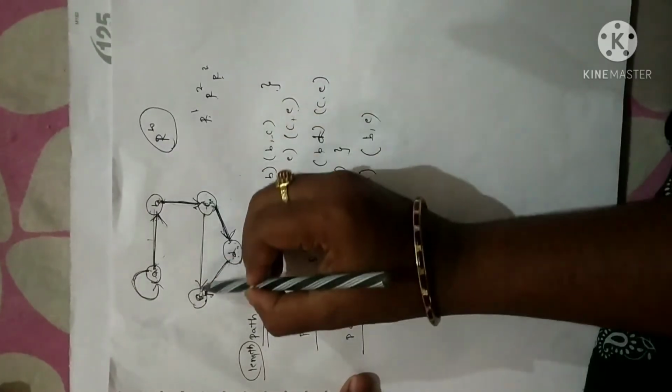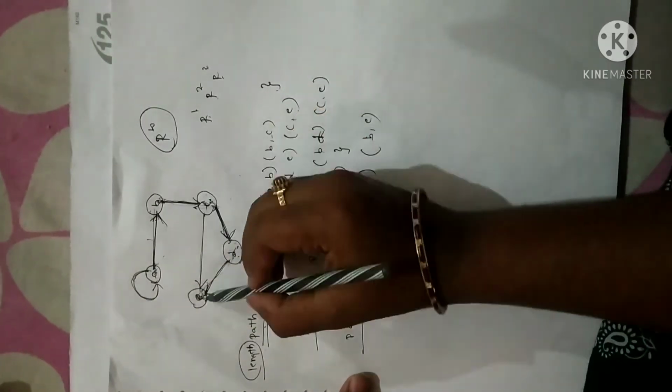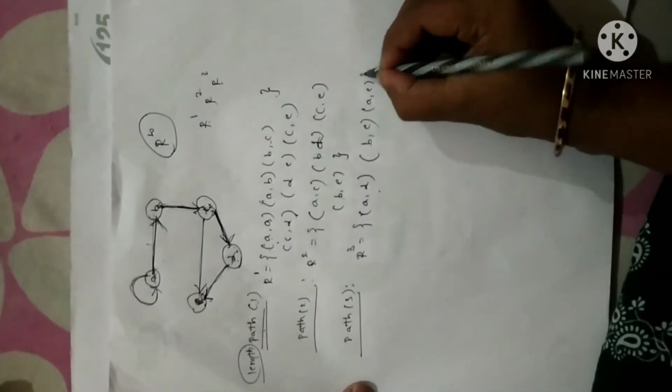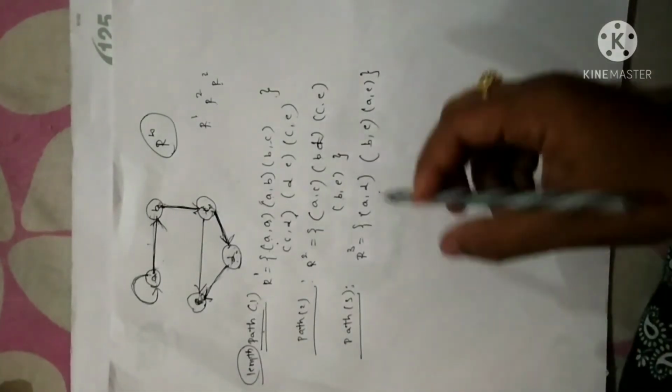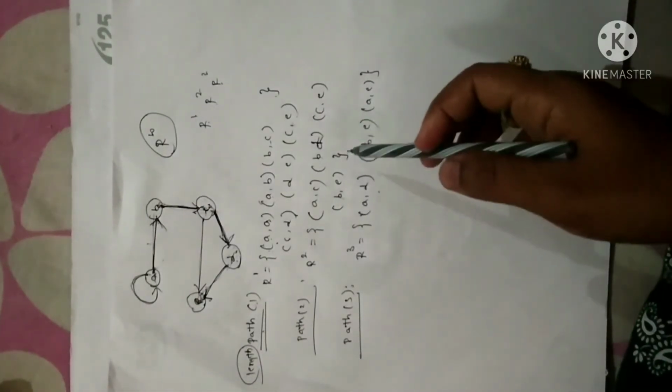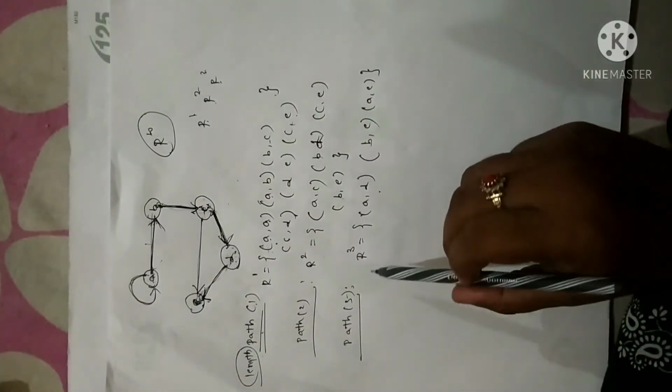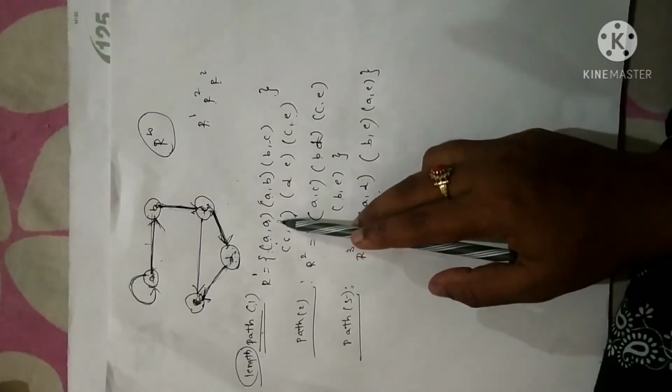Fine. Again one more possibility is there. 1, 2, 3. So A to E, 1, 2, 3. A to E I can write. So this is a path of length 3. Apart from this, we cannot have any choice. So this is the only way to write paths of length 3, path of length 2, path of length 1.